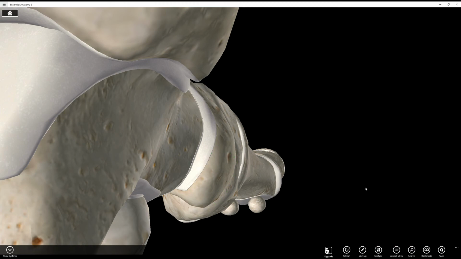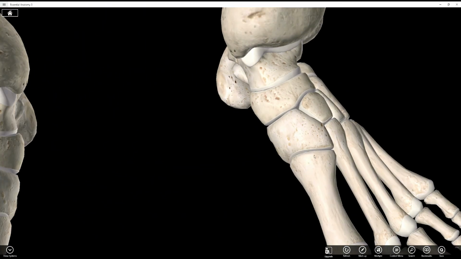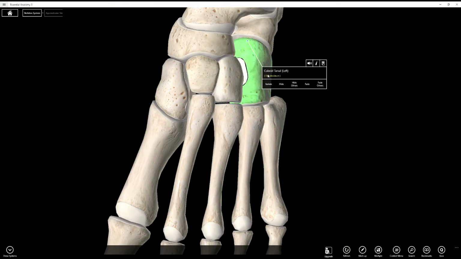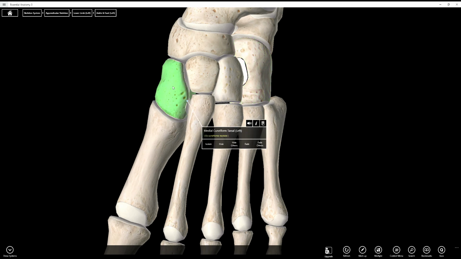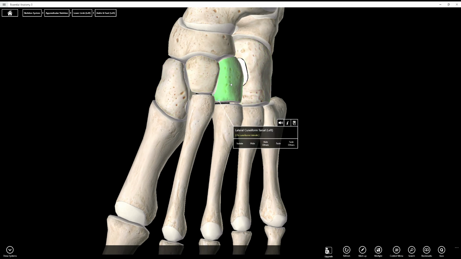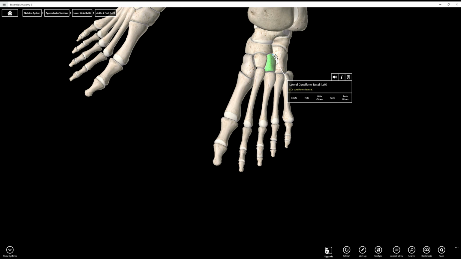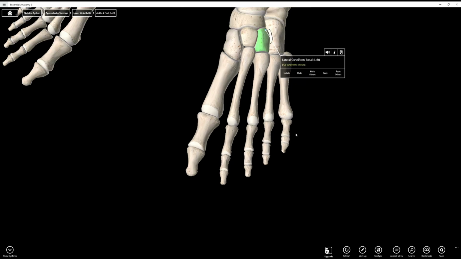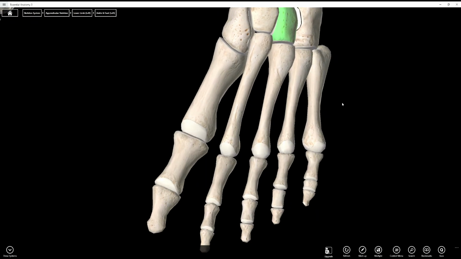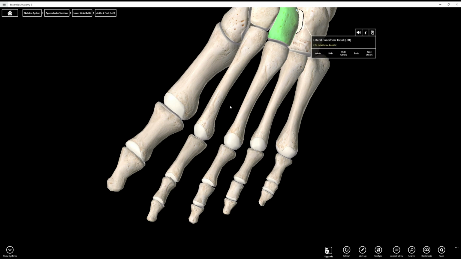All right, so let's look at the cuboid, which is right here. It's lateral. And then we have three cuneiforms: medial, intermediate, and lateral. Or you can call them cuneiform 1, cuneiform 2, and cuneiform 3. And that's it for the tarsals. Seven very interesting bones. Let's move on to the metatarsals.